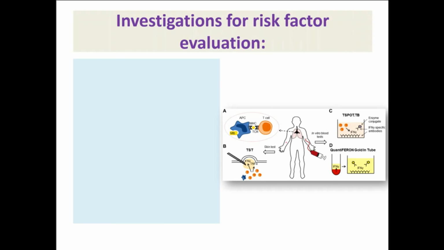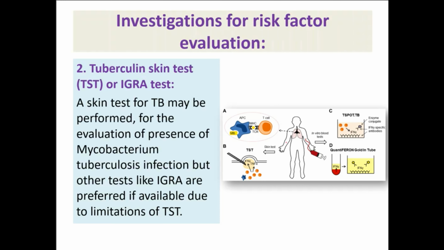Investigations for risk factor evaluation. 2. Tuberculin skin test, TST, or IGRA test. A skin test for TB may be performed for the evaluation of presence of Mycobacterium tuberculosis infection, but other tests like IGRA are preferred if available due to limitations of TST.